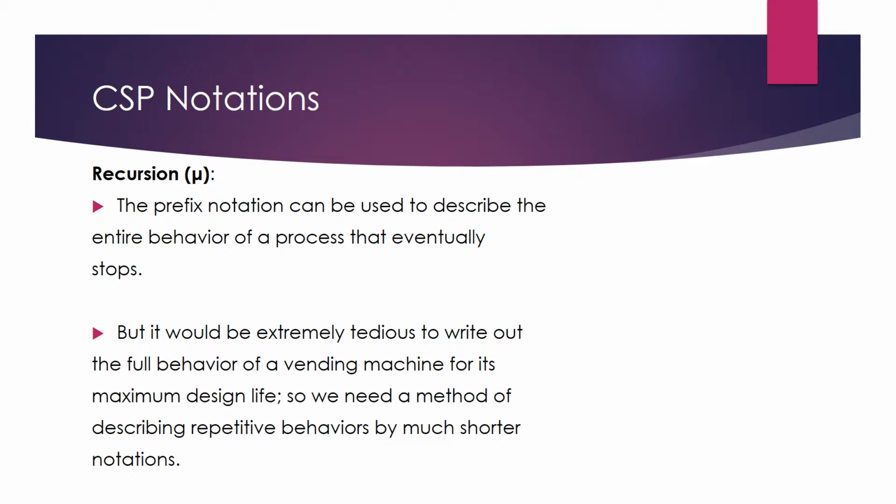So next one is the recursion. Recursion: many objects allow the behavior to be influenced by interaction with the environment within which they are placed. So by means of prefixing and recursion, it is possible to describe objects with a single possible string or behavior. But it would be extremely tedious to write out the full behavior of a vending machine for its maximum design. So we need this method. So recursion is used for this. We can't do it by using the prefix, so we use the recursion method.